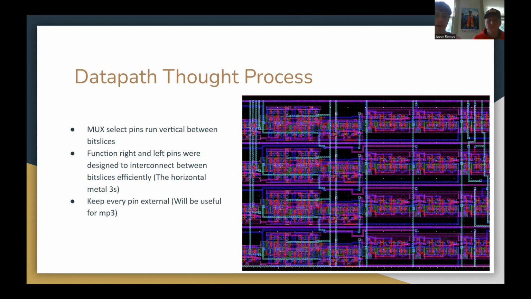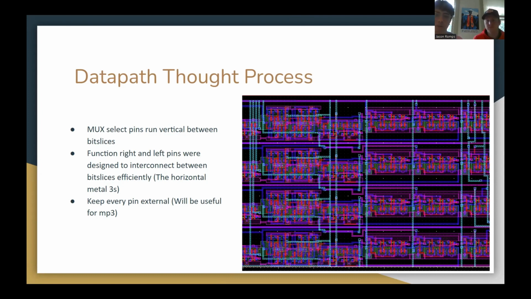And then finally for our data path, like we mentioned before, we wanted to keep the pins directly vertical between bit slices. So all the mux select pins, those are all directly vertical. The only things that are not vertical are the function right and left pins that need to go between the different bit slices. And we optimized those to make sure that they were within a certain amount of distance and they didn't really cross over vertical metal threes. Other than that, those were our main optimizations.